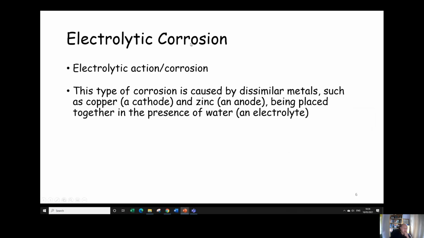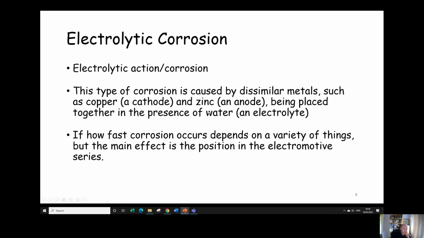So electrolytic corrosion, like I've said, is caused by dissimilar metals. For example, copper, which is generally more of a cathodic metal, and zinc, which is generally more of an anodic metal, being placed together in the presence of water, for example, which is an electrolyte. An electrolyte is a material, a sort of liquid, that allows electrons to flow through it, electricity to flow through it, and water does allow that to happen. How fast that corrosion occurs depends on lots of different things, but the main thing that has the effect is the position of the metals in the electromotive series.